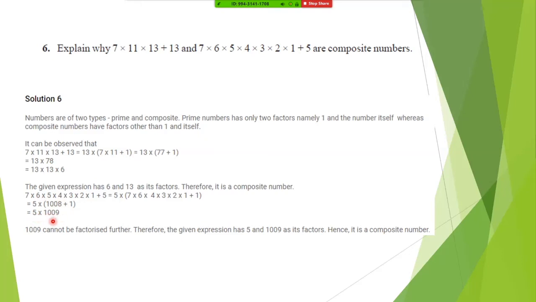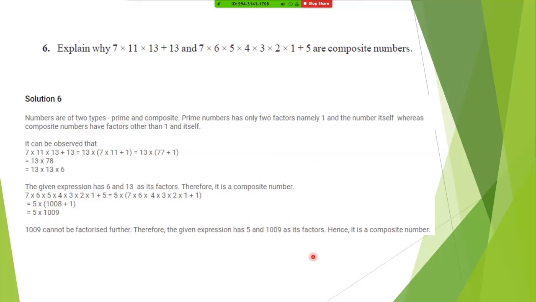That means again, it cannot be a prime number. To be a prime number, it would have had only 1 and itself as the factors. So here also we see there are two factors. So again, this whole big thing is nothing but a composite number. So therefore, both of these are composite numbers.